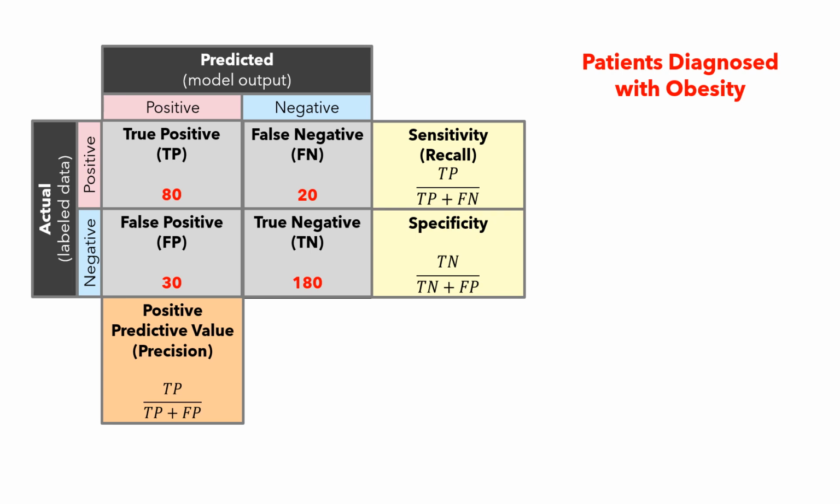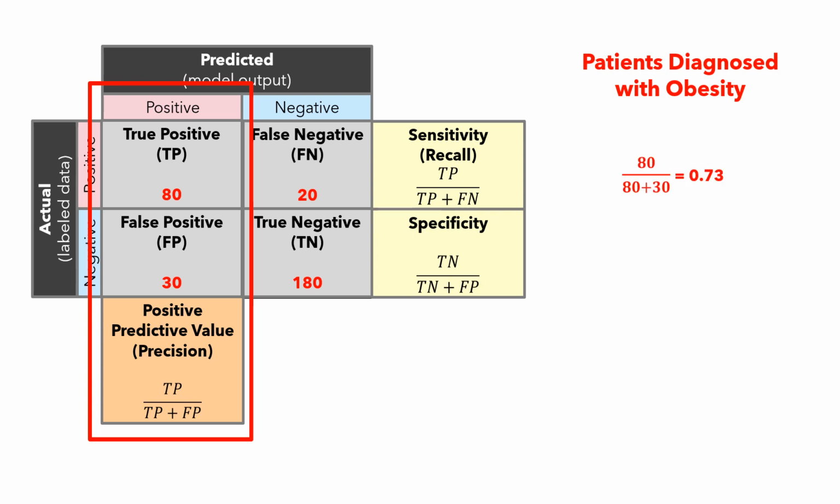Next, let's look at the positive predictive value, which is also called the precision. This formula considers all of those predictions which our model predicted to be positive, or in this case, to develop obesity. And when we take the true positives and divide it by the true and false positives, we get 0.73, which means out of all of the positive predictions our model made to develop obesity, it was correct about 73% of them.